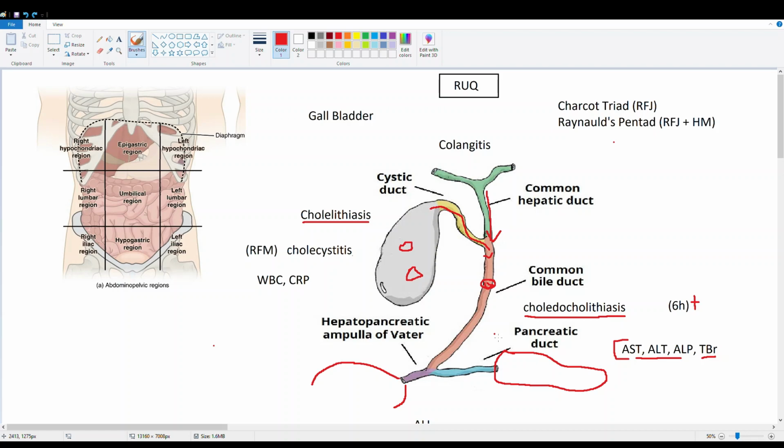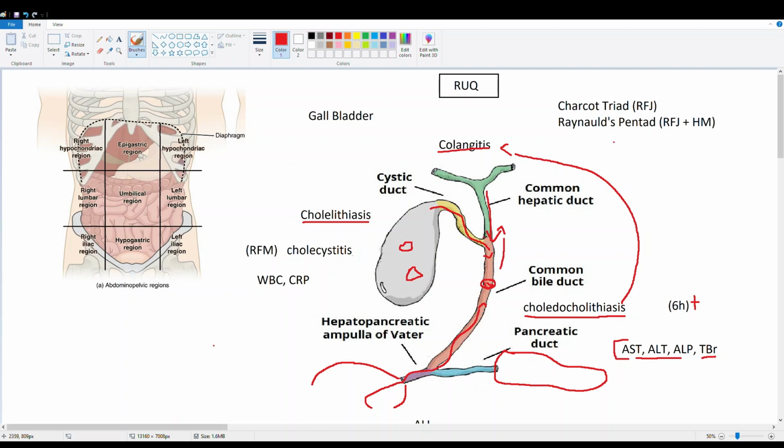Next, we have our more severe condition called cholangitis. Now, cholangitis is a complication of cholelithiasis. So our stone is stuck, and if it's stuck for long enough, we're going to have bacteria from the small intestine, from the duodenum, travel up the biliary system and eventually into the hepatic biliary system.